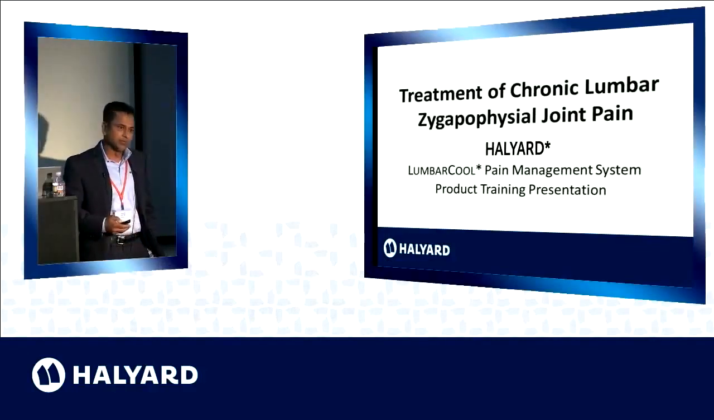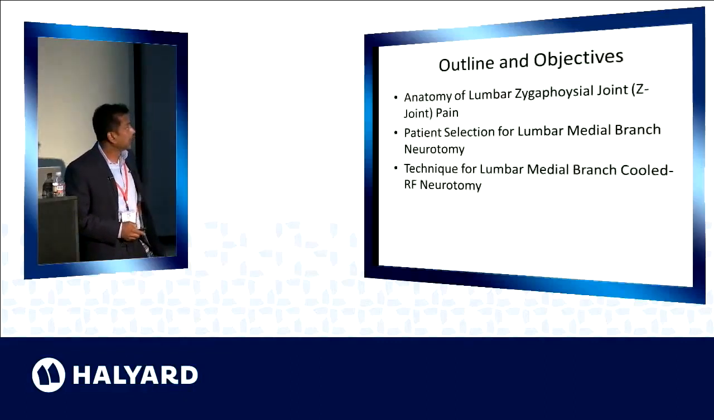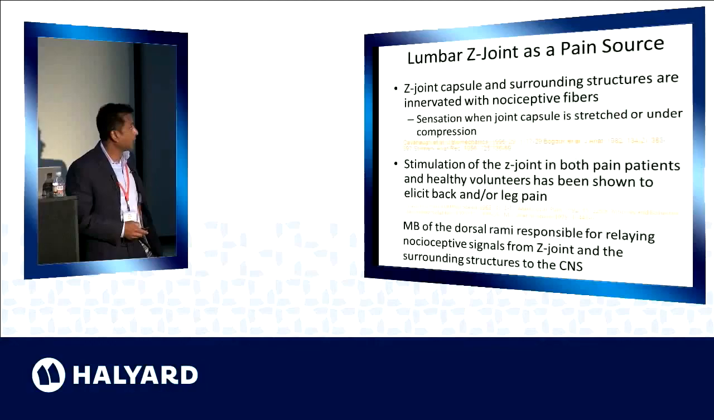A lot of the physics have already been discussed, and we can get through that relatively quickly because it's the same for lumbar. We'll talk a little bit about the anatomy, selection criteria for patients having neurotomy, and the specifics of the technique with the cooled RF.